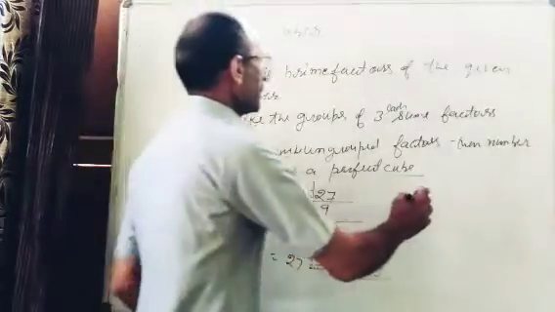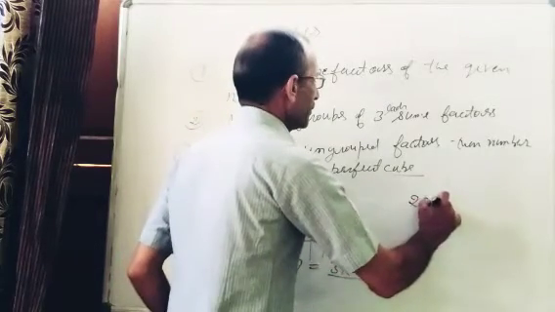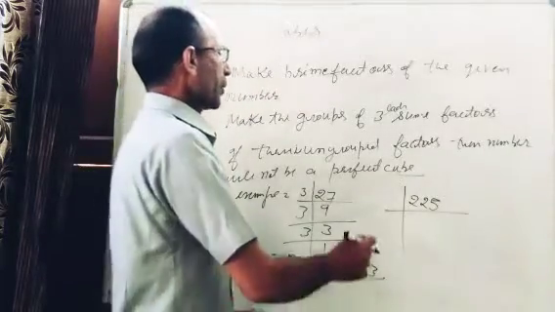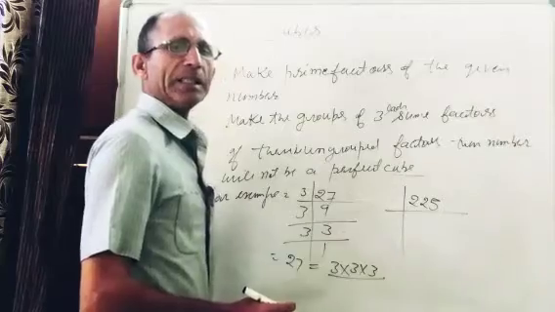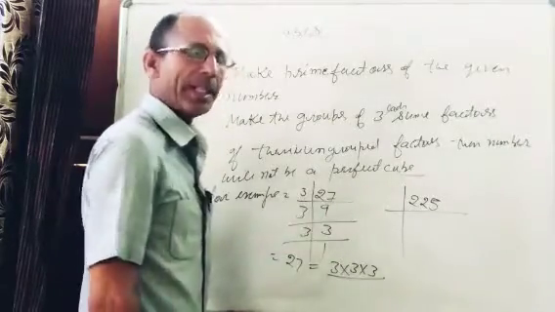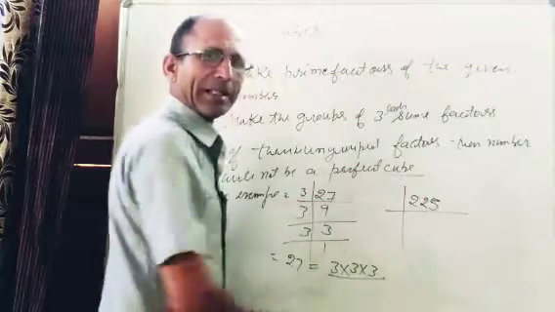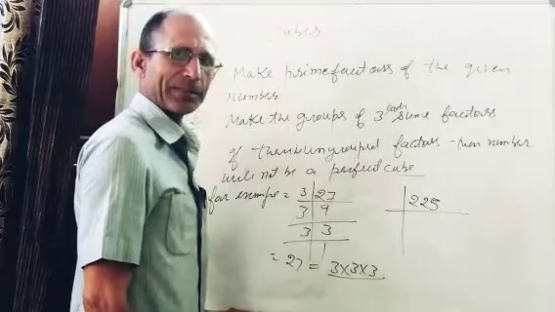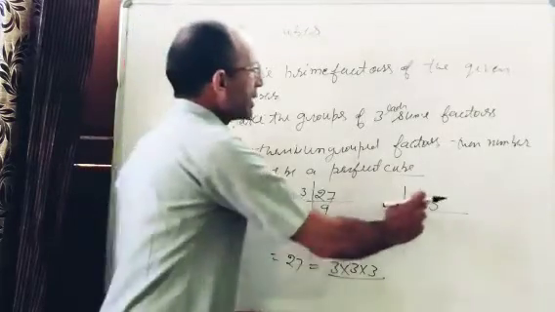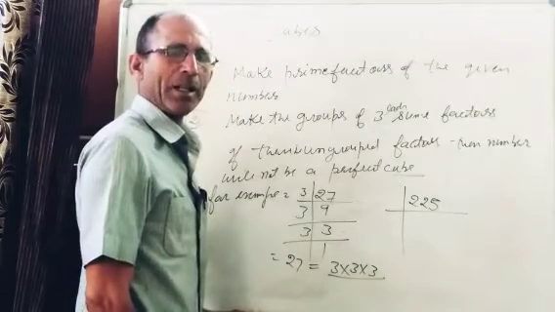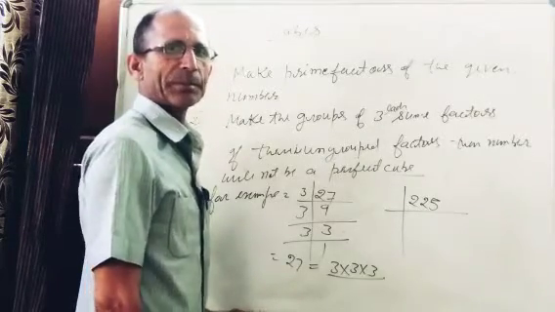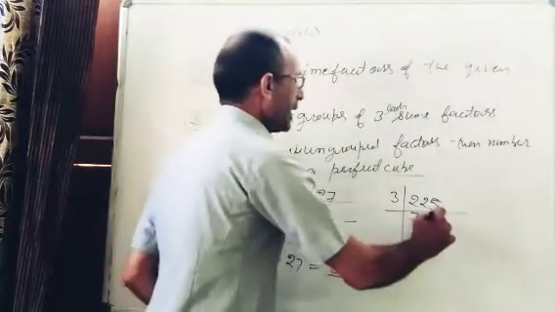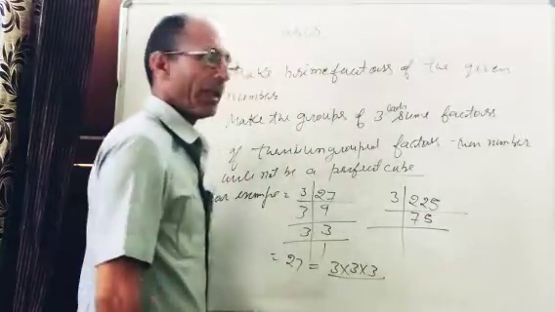Next, 225. Now I will check whether this is a perfect cube or not. So start with 3 because this is divisible by 3. Check the sum of the digits. Digits are 2, 2 and 5. Their sum is 9. 9 is divisible by 3, so this number also will be divisible by 3. You know the rules of divisibility. So start with 3. 3 7s are 21. 3 5s are 75. Again by 3.